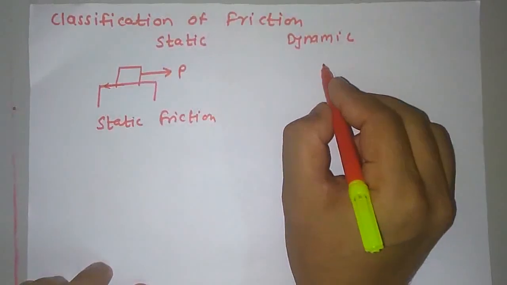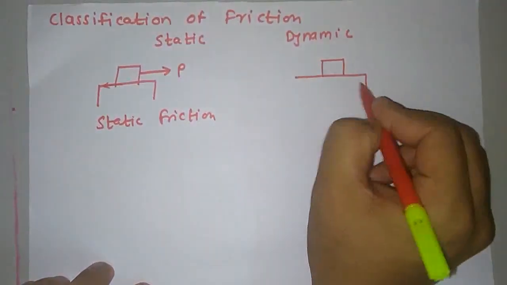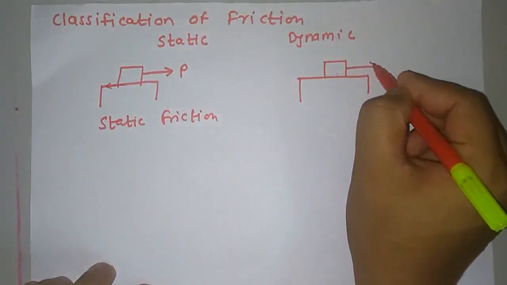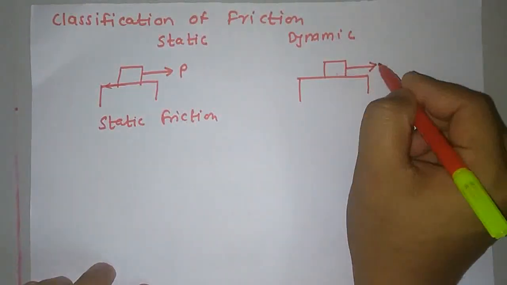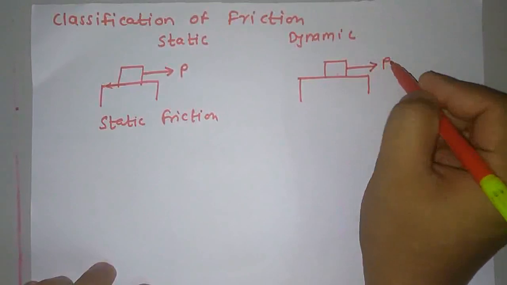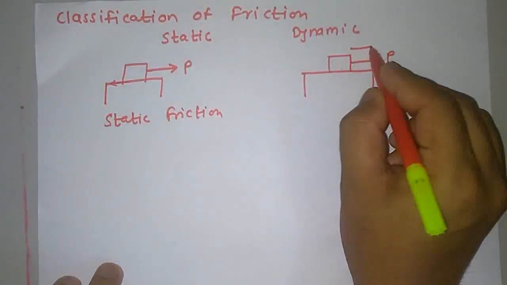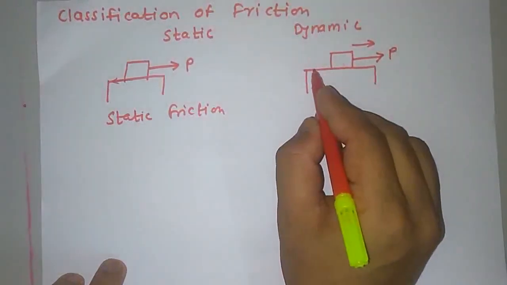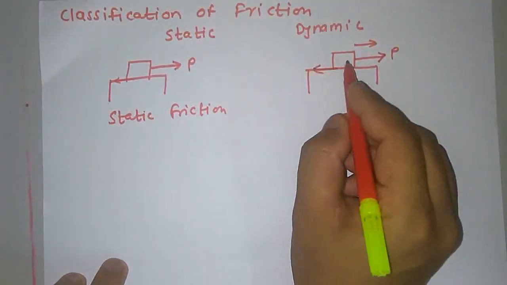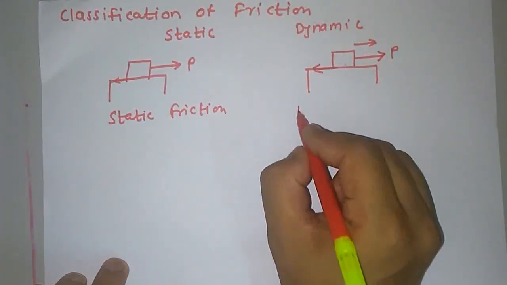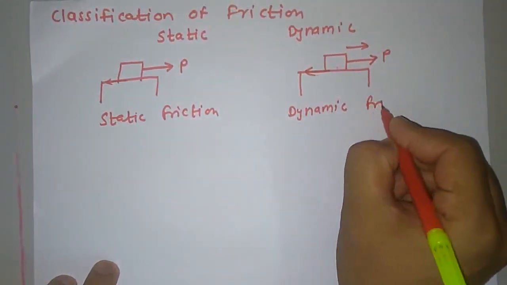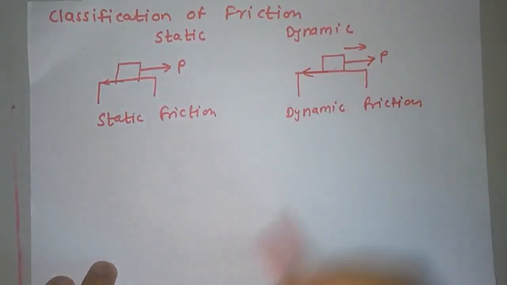And what is dynamic friction? This is a block placed on a table. We are applying force to this block in this direction, and this block is moving in this direction. When the block is moving, whatever friction is experienced by this block at that time is known as dynamic friction.